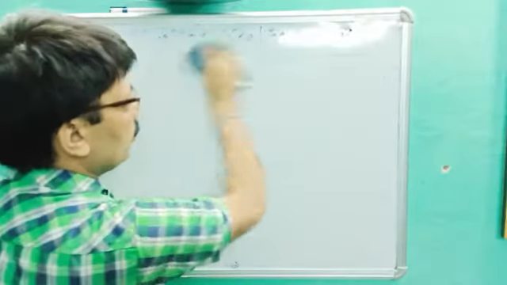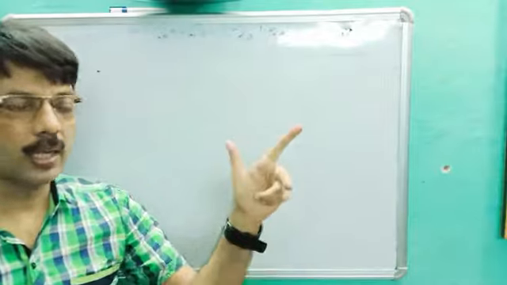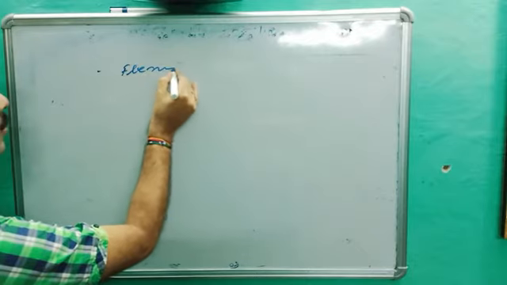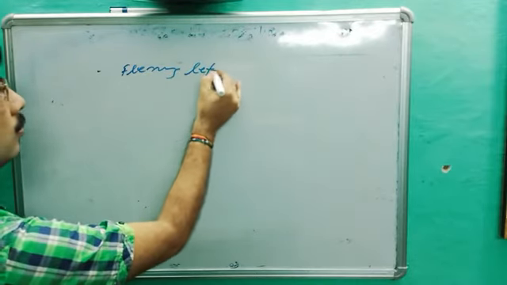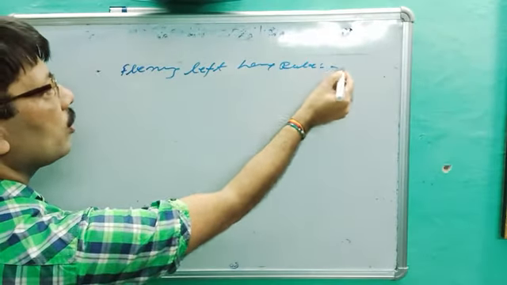So we had completed our right hand thumb rule. Today our topic is Fleming's left hand rule. So according to Fleming's left hand rule, you better know this is also called the motor rule.